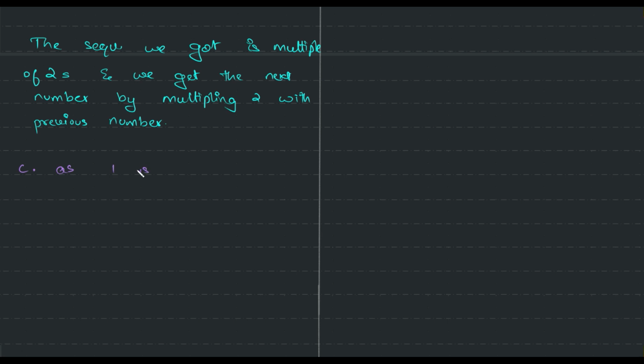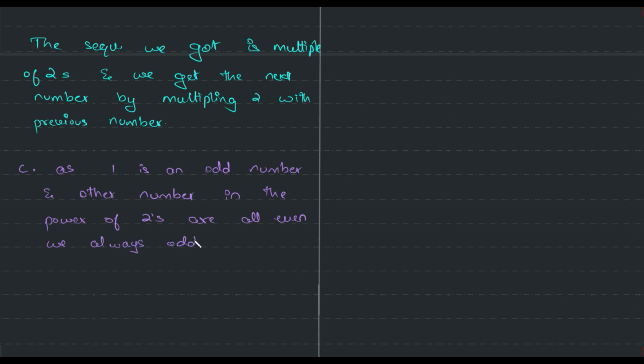As 1 is an odd number and other numbers in the powers of 2's are all even, we always end with an odd number. Okay, that's the first conclusion.